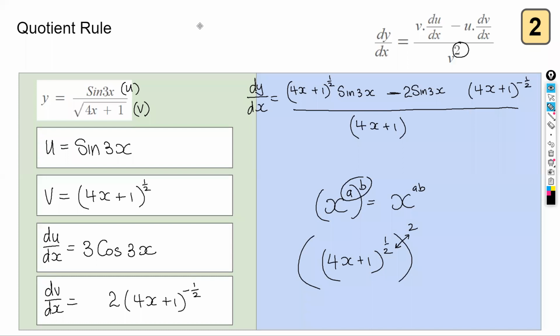Anybody else spotted the mistake? It was just I wrote the wrong thing. du/dx is how much? 3 cos 3x. Look at what I put by mistake.